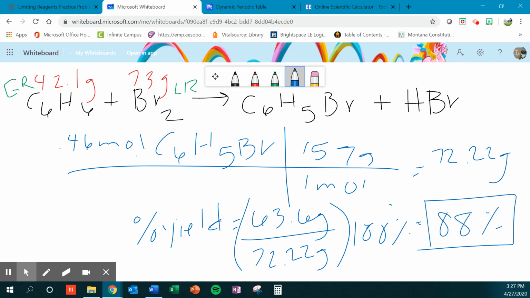88% yield is pretty high, especially if you were doing this in a high school lab. I would say professionals are shooting for between 80 to 90% yield. In a chem lab like ours, I would expect maybe a 50% yield, to be truthful. So 88% would be pretty high. But that is how you do limiting reactants and percent yields in order to apply this stoichiometry to the real world.